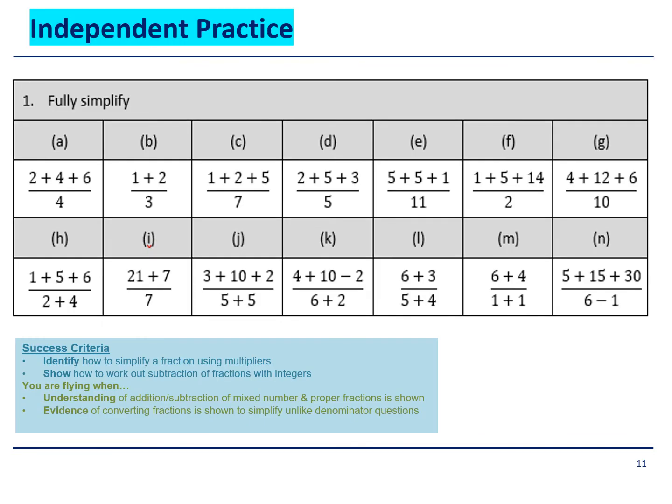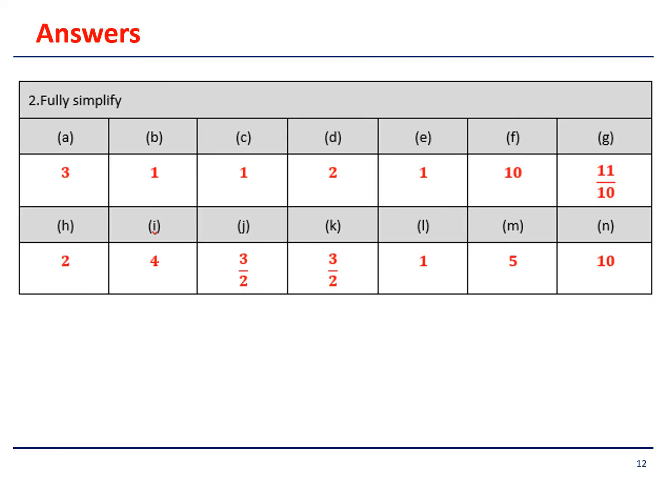Okay, here's another set of questions. And don't forget to check in on the success criteria. See where we're up to. Are you identifying and using multipliers? Have you started to simplify independently? I think you will have. Keep going. Here are your answers for the last set of questions. Get your green pen, mark away.